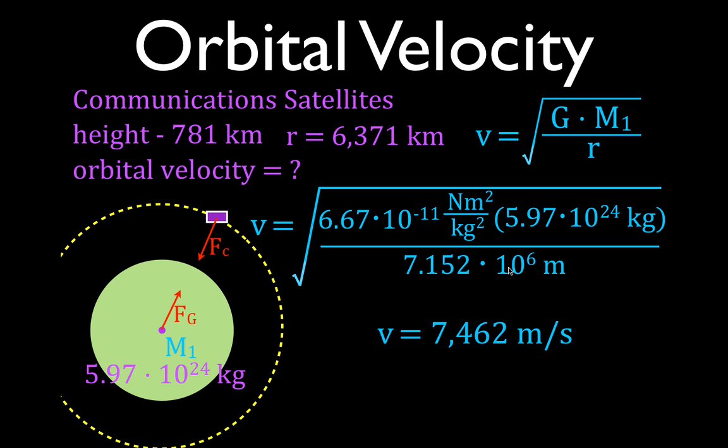So that tells me that the velocity of that object is 7,462 meters per second. And I convert that into kilometers, and I get about 7.5 kilometers a second. All right. So an object that is orbiting the Earth at 781 kilometers above the surface of the Earth is going to have a velocity of just about 7.5 kilometers per second. And once again, I want to point out that that velocity is not dependent upon the mass. If I put a different object here with a different mass, the velocity will be the same because the velocity is not dependent upon the mass of the orbiting object.